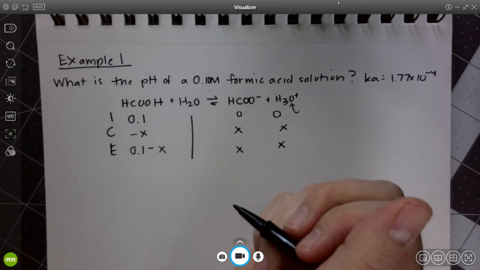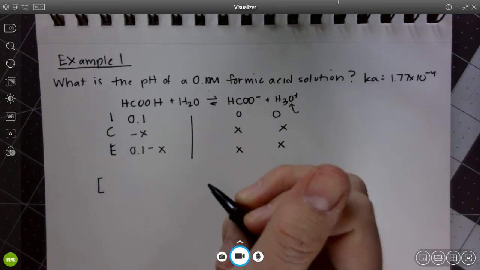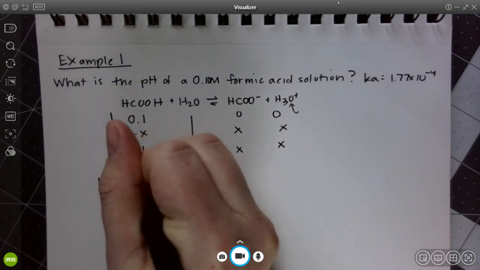Okay, so if I want to figure out what the concentration of my H3O plus is going to be, then I need to set up my equilibrium expression to solve with my Ka value. So I'm going to take my two products.